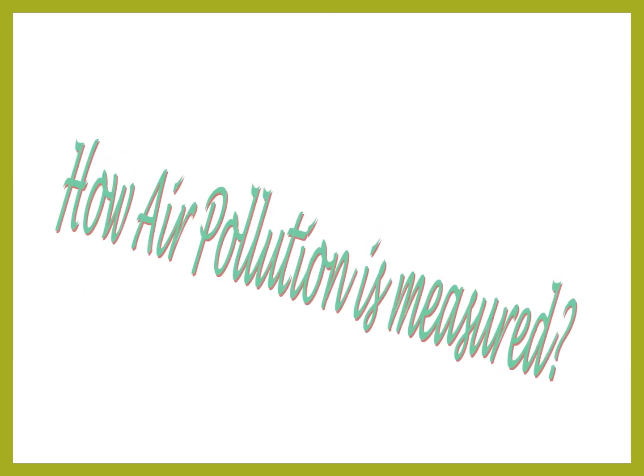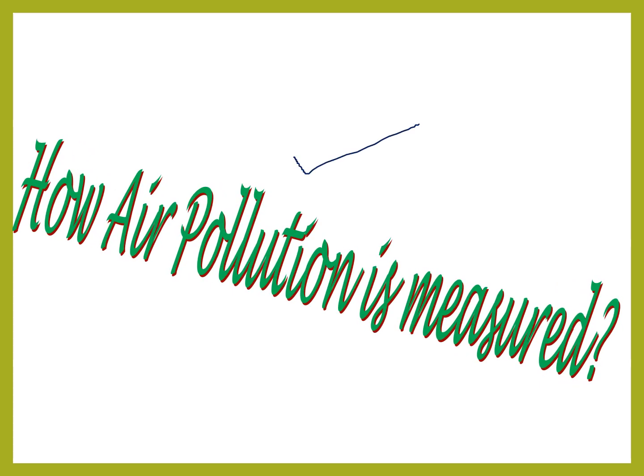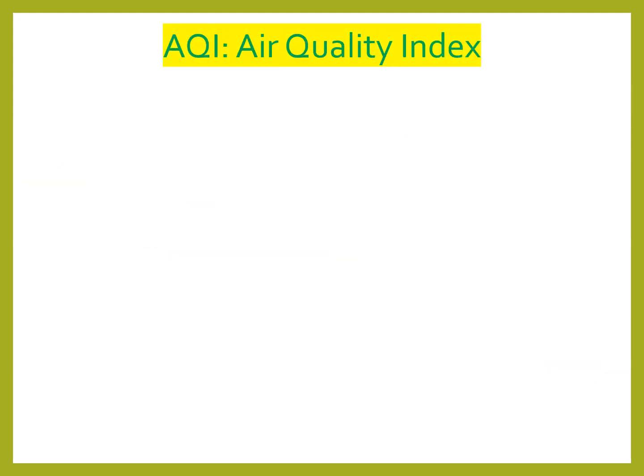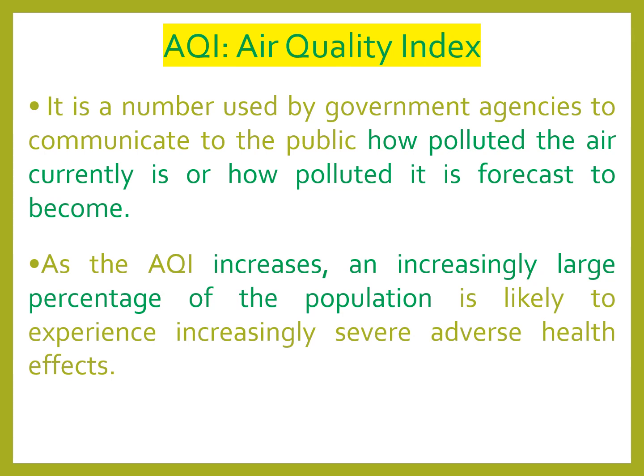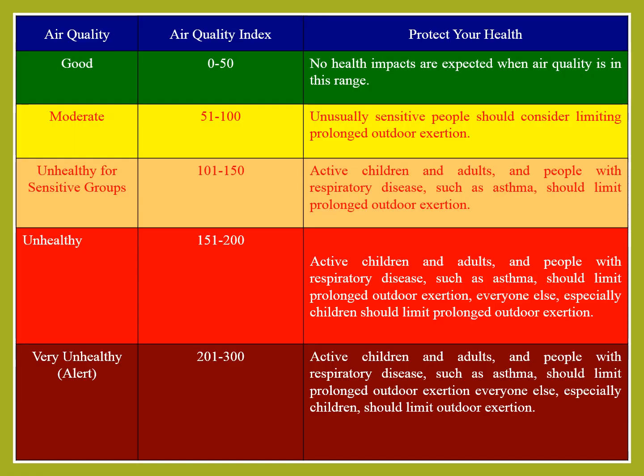Now we'll discuss how this air pollution is measured, because if you are not measuring the quantity, then you won't be able to know how much your air is polluted. So to measure air pollutants, an index called the air quality index is utilized. Basically it is a number used by government agencies to communicate to the public how polluted the air currently is, and how polluted it is forecasted to be. And as the AQI increases, a large percentage of the population is likely to experience increasingly severe adverse health effects. So the AQI, the air quality index, is a combination of the different air pollutants. If it is low, then it is good quality air, and if it is high, then the quality of air is not good. So here some measures are given.